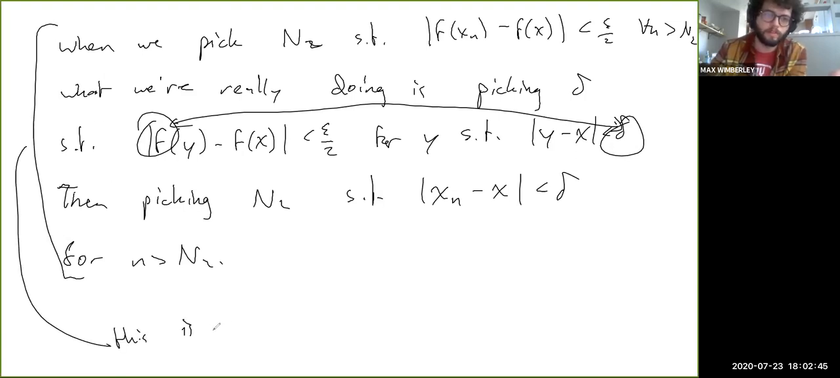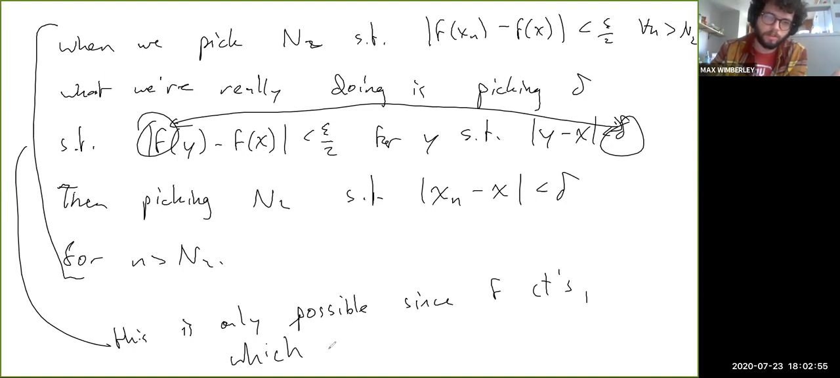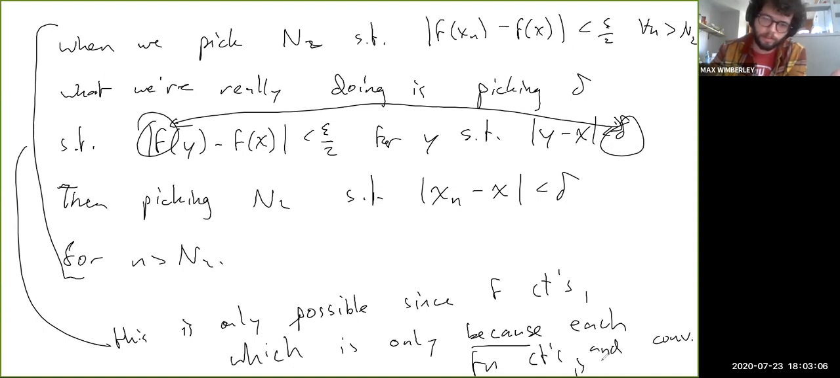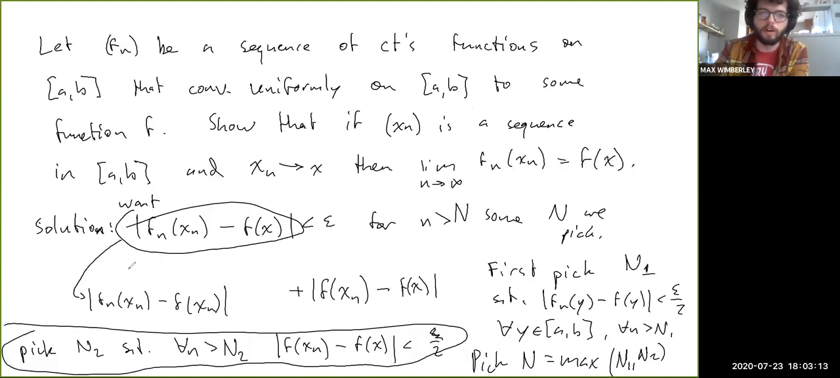this is only possible since f is continuous, which is only because each f_n is continuous and the convergence is uniform, right? So we are implicitly relying on the continuity of all the f_n's when we do this. It's just that we don't want to use it directly. Yeah.